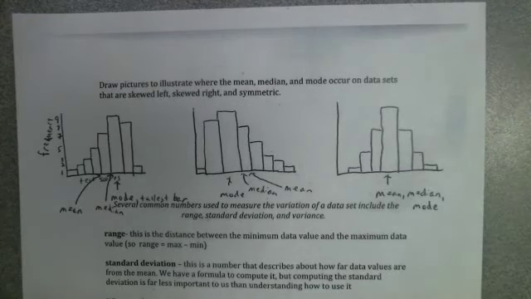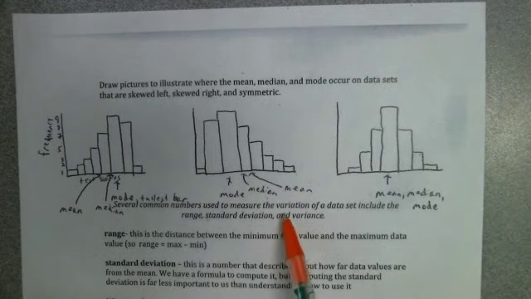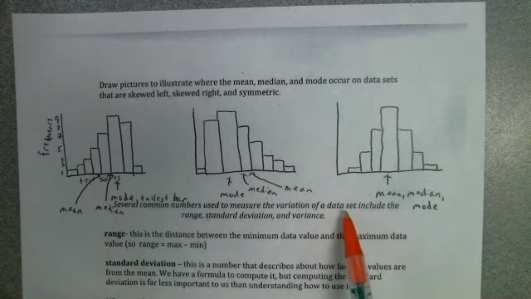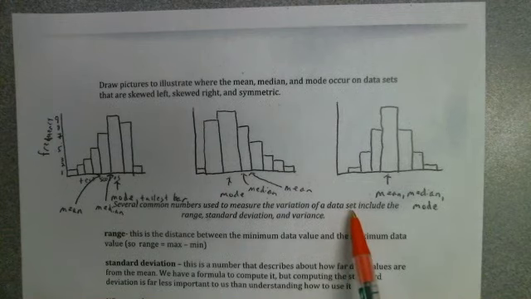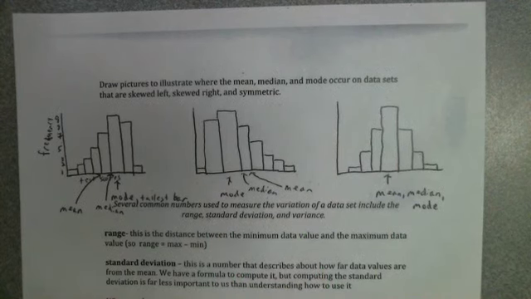All right, so we are done with describing a data center. Everything we talked about up until now was about giving numbers that describe where typical data values are. Now we're going to describe several common numbers used to measure the variation of a data set. Typical ways to measure how spread out data are include the range, standard deviation, and variance. These are three common ways to describe how spread out data are.